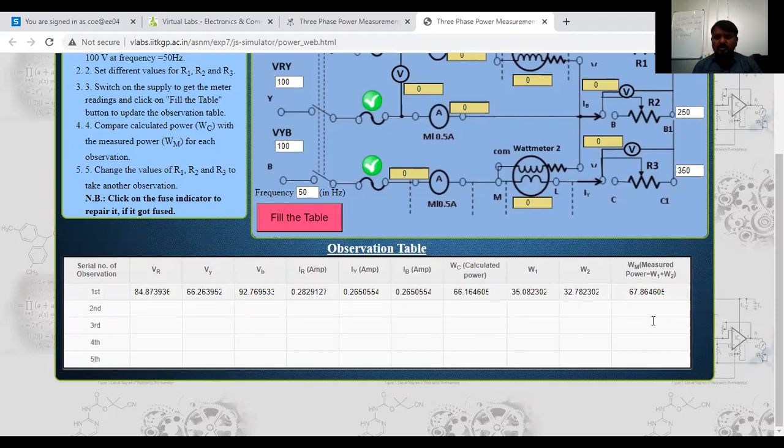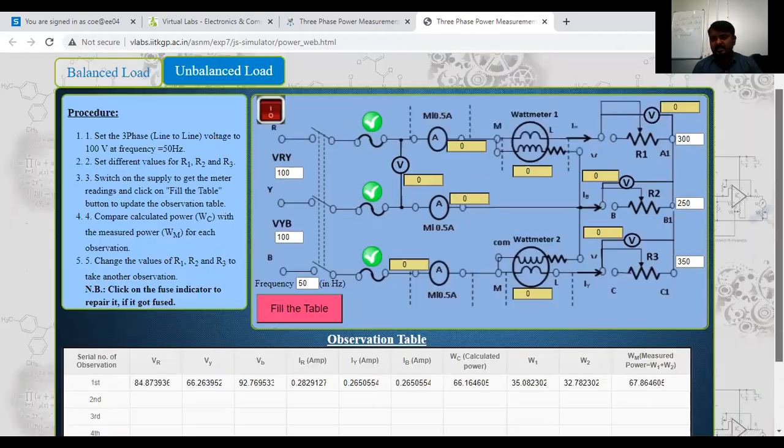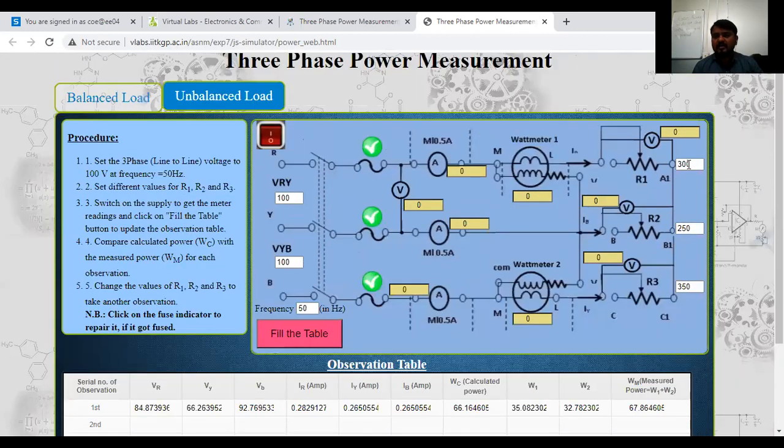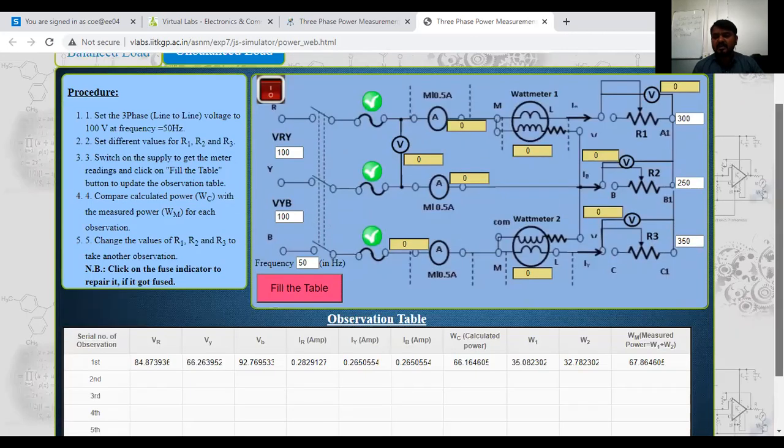67.8. So there is not much difference: 66.6 and 67.8, a 1 point variation. That is also dependent on the line voltage and some errors. Is it clear? This unbalanced load is not in your syllabus. It is content beyond the syllabus, but you can take this and write one separate experiment for it.